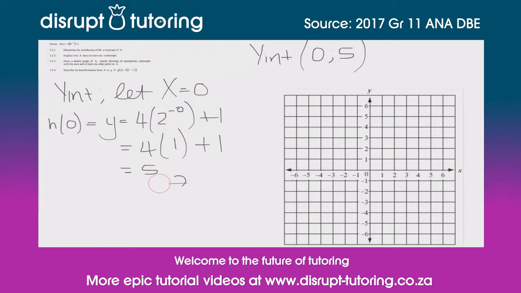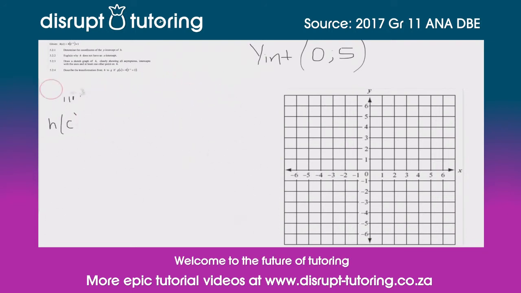I'm going to erase this to give myself some space for the next question. In the next question, they've asked us, explain why h does not have an x-intercept. Alright, so in doing this, let's try and find the x-intercept and see if we can figure out why we can't get an answer. Okay, so in order to find our x-intercept, let y equal 0. So we're going to have 0 is equal to 4 times 2 to the minus x plus 1.